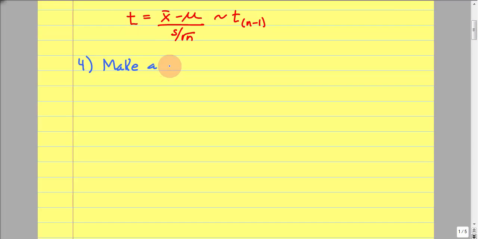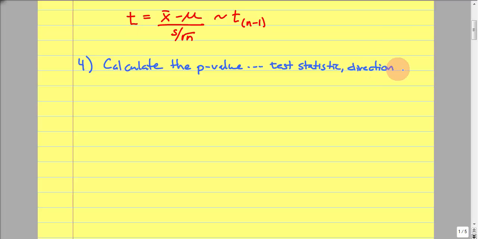Next step is we'll make a decision. Actually, not make a decision. We'll calculate our p-value. Now in order to calculate the p-value, we need to know two things. We need to know our test statistic, and we need to know the direction of the test from HA, because this will tell me whether I'm right tail, left tail, or two-tail test.